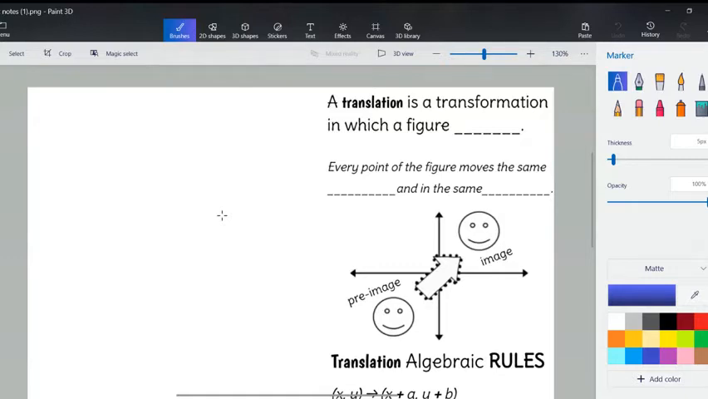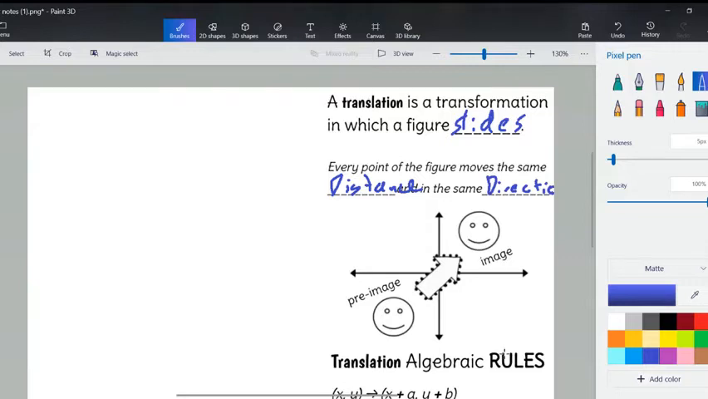Okay, so a translation, the first part we're going to go through, is a transformation, remember, in which a figure slides. So go ahead and type in slides right here. I'm getting a little more used to writing on this, so this might be a little better than week 1. But every point of the figure moves the same distance in the same direction. Distance and direction are those 2 words right there, though.